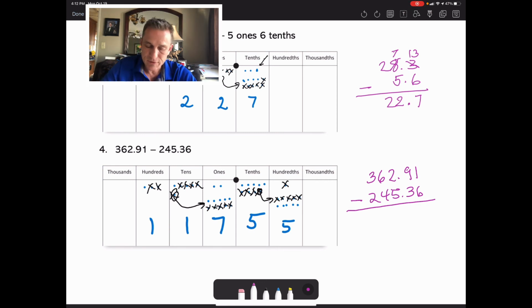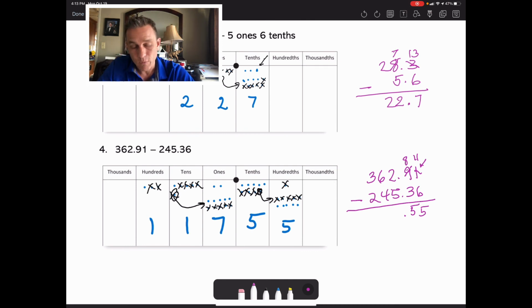But as we can see here, there's only 1 hundredth to take away from, so we're going to regroup from the tenths place. So I'm going to take one of these tenths, so there's only 8 left, and I'm going to change it into 10 hundredths. So 10 hundredths plus 1 hundredth is 11 hundredths that I have there now. And now I can take away 6 of those hundredths. So there's only 5 hundredths left. I have 8 tenths, and I'm going to take away 3 tenths. So there is 5 tenths left.